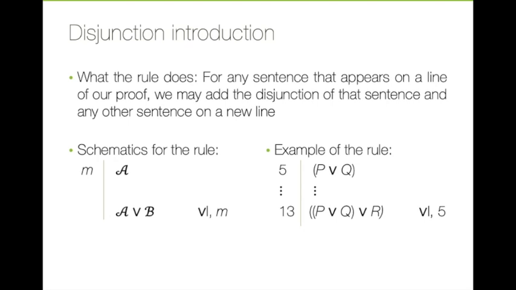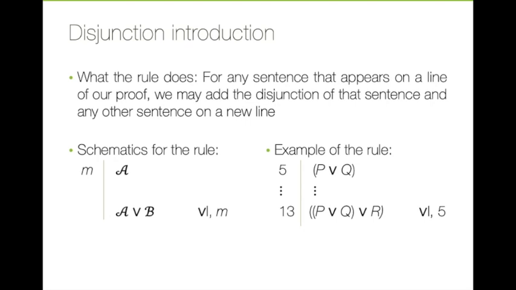This rule says that for any sentence that appears on a line of our proof, we may add the disjunction of that sentence and any other sentence of truth functional logic on a new line.